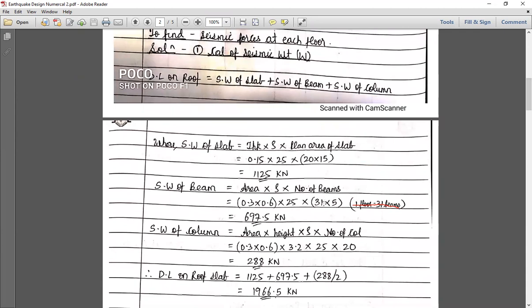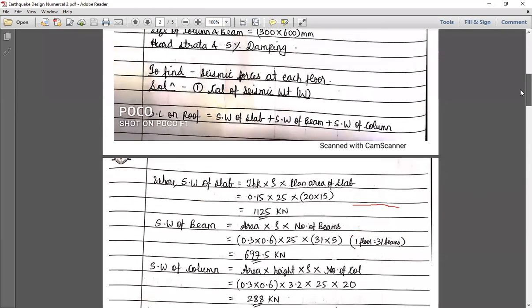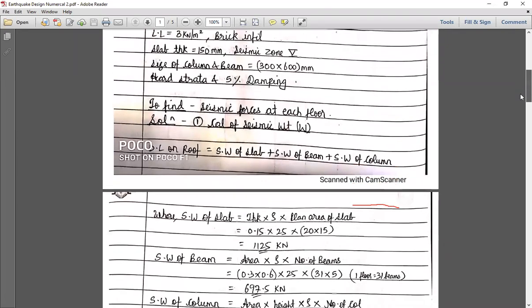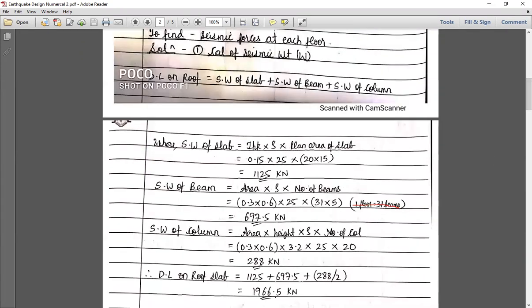So this is the number of beams, 31, and this 5 is the length of the beam. The length of the beam is constant, so 5. So you will get the self weight of the beam as 697.5 kilonewton. This is density, in kilonewton per meter cube, and this is the area of the beam, dimension into length. So you will get the total self weight of the beam in kilonewton. Is this clear, everyone, so far?